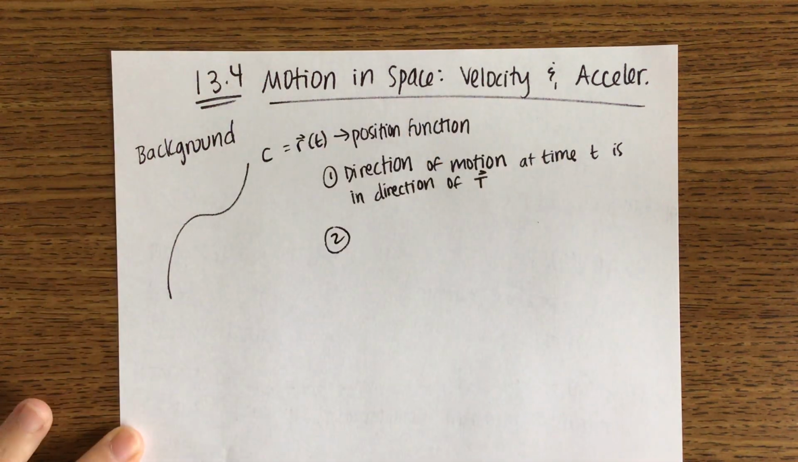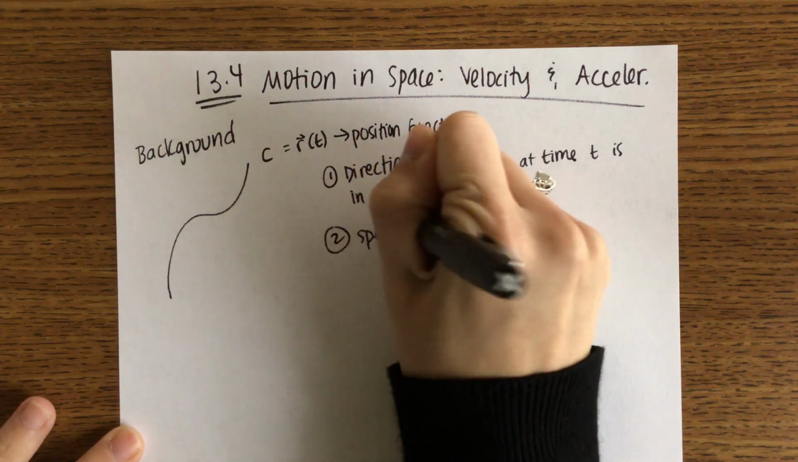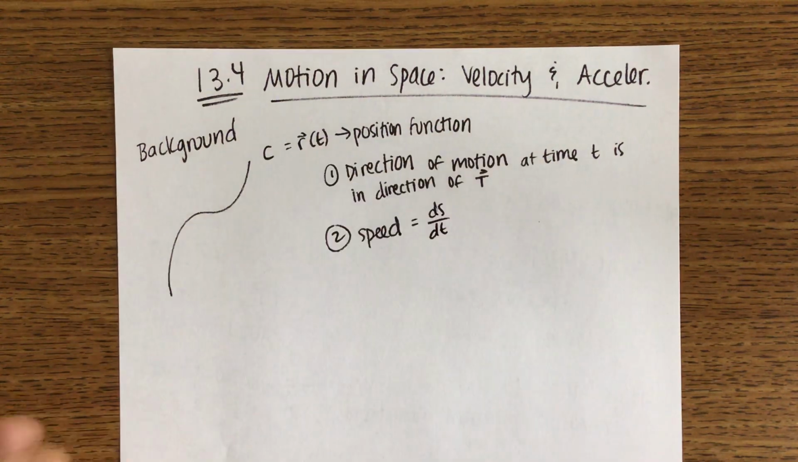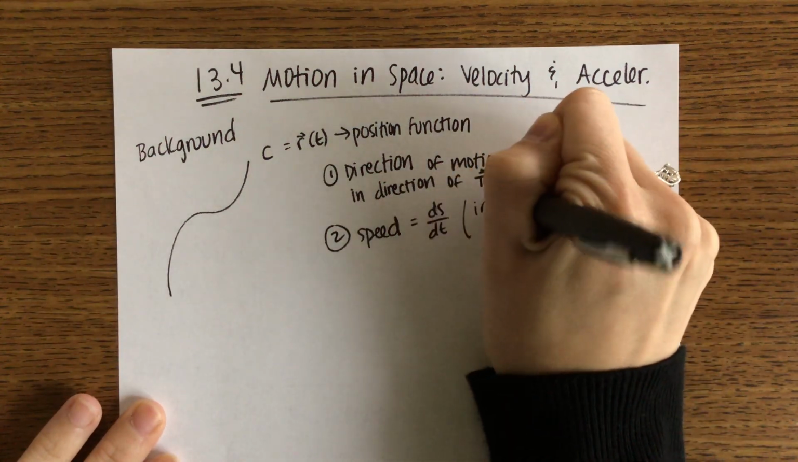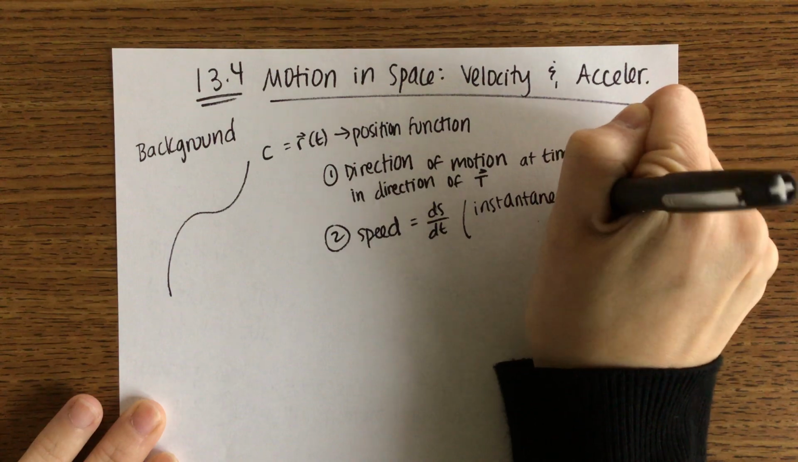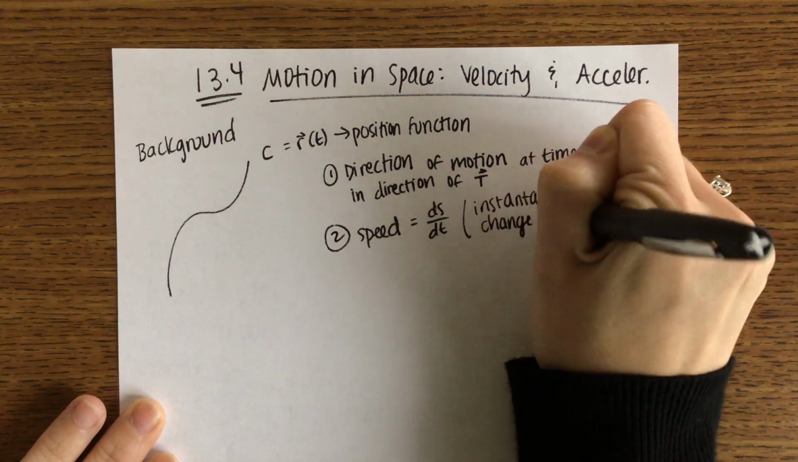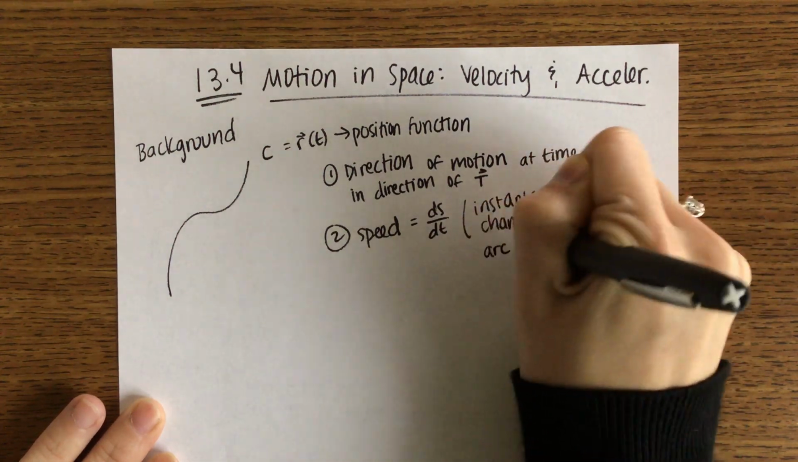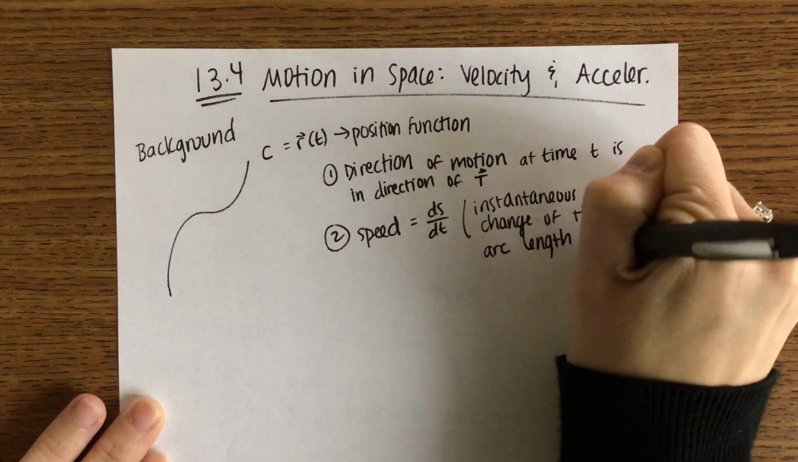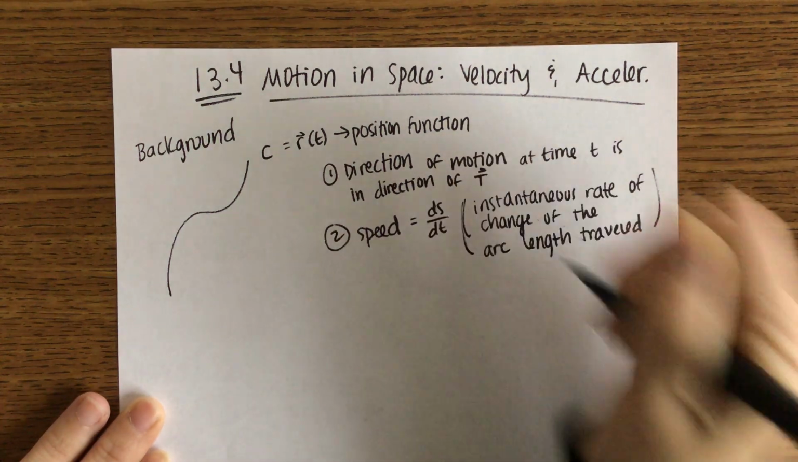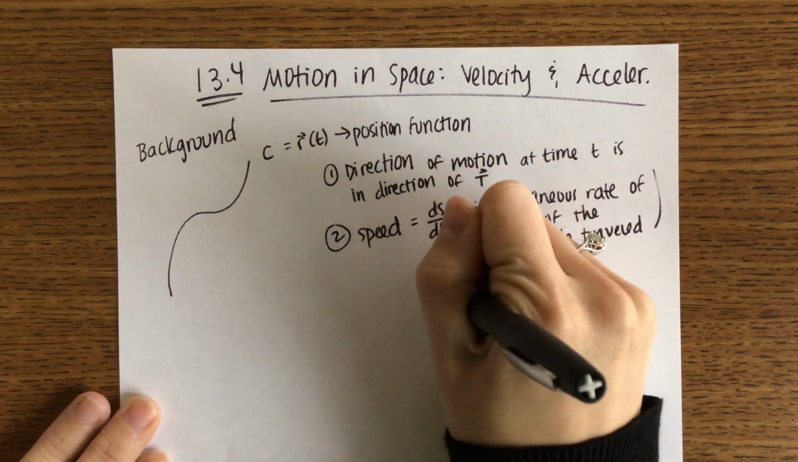Okay, second thing I want you to know is that speed is ds/dt. What does s stand for? Well, I was expecting you to say speed, so I'm glad we didn't say that. Arc length? Yeah. So it's the instantaneous rate of change of the arc length traveled. Okay, one thing to note is ds/dt is a scalar.